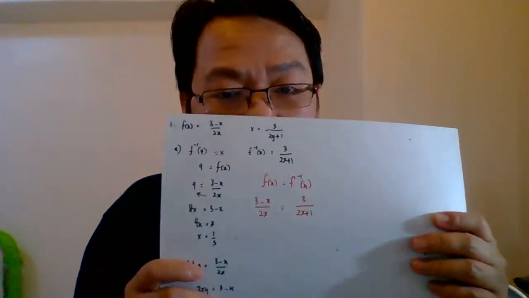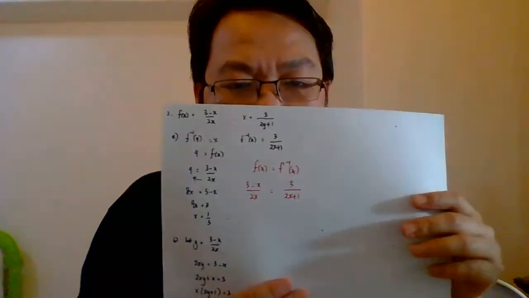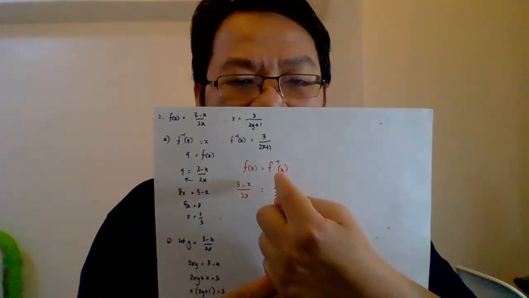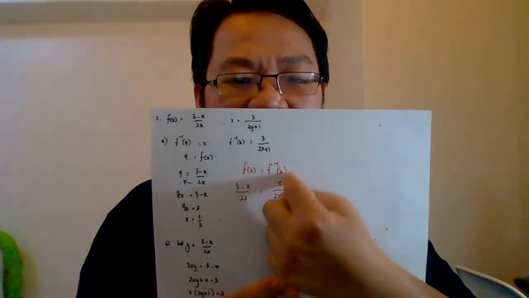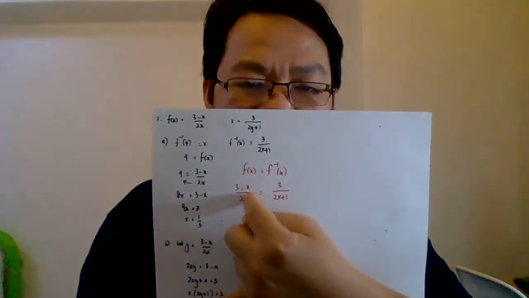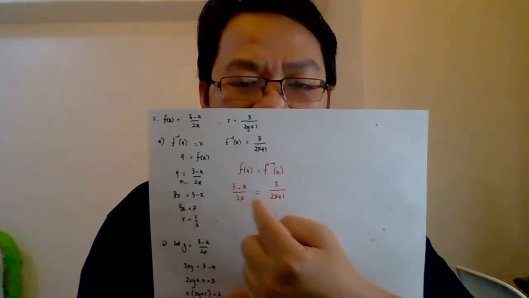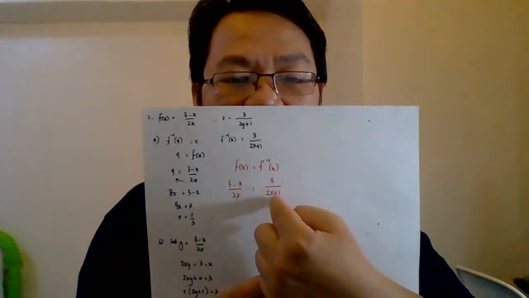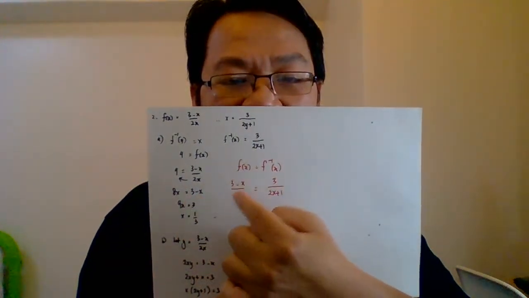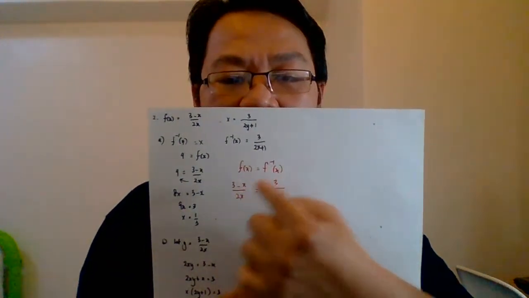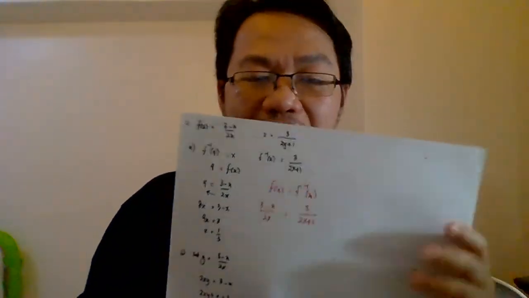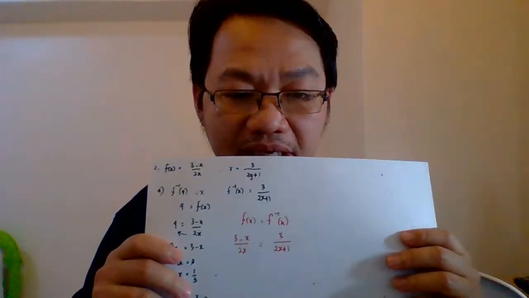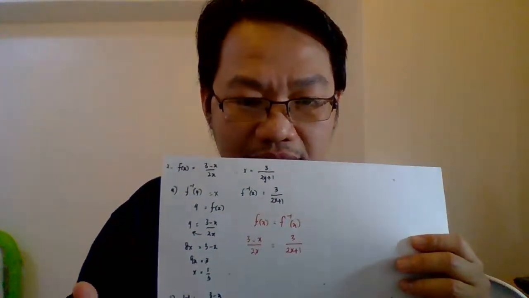This is question number 2b. They are asking about fx equals f inverse. Since we already obtained the f inverse here, we just write it down like this. So fx equals the f inverse. Now we want to find x here, so this is a cross product. Cross product means this equation will become a quadratic.